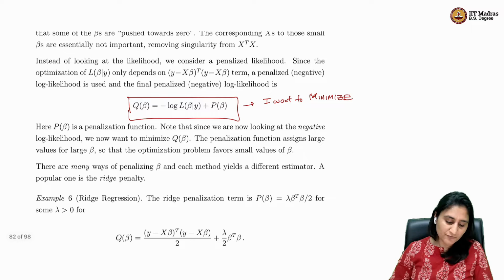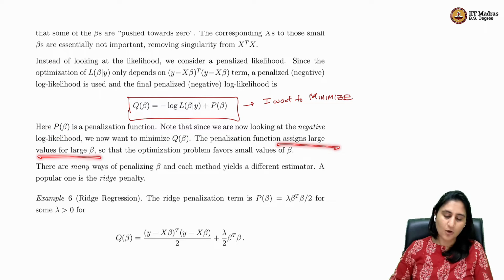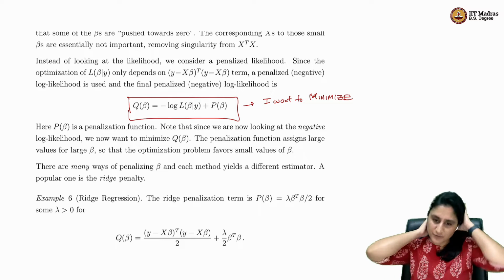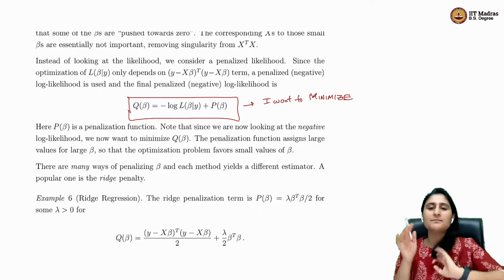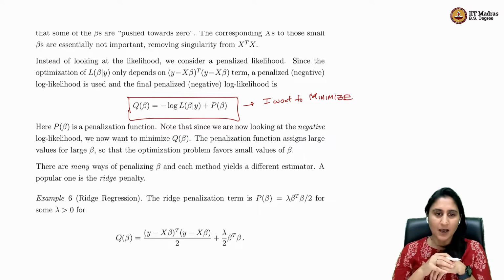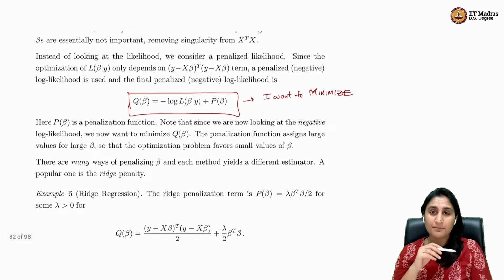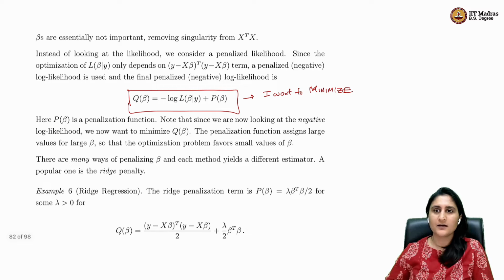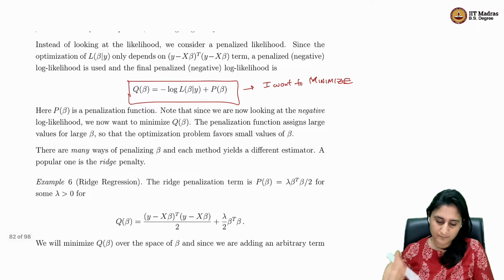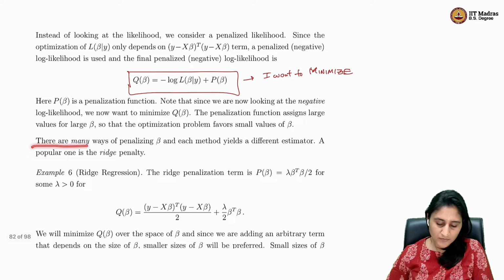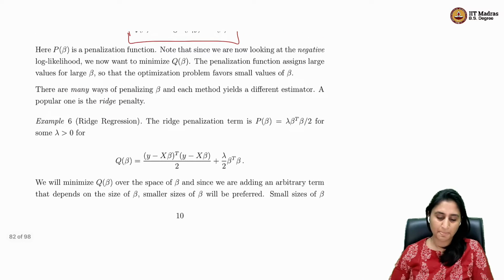Now, what does P of beta look like? It could be any function really that's a positive increasing function of beta. And there are many penalty functions out there. The one that we're going to look at specifically in this video is the ridge penalty, but we'll also look at a different type of penalty in a few weeks. So there are many ways of penalizing beta, and one popular way is the ridge penalty. So let's look at the ridge regression.